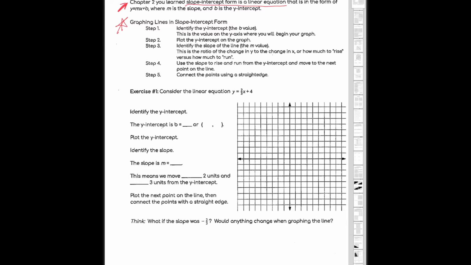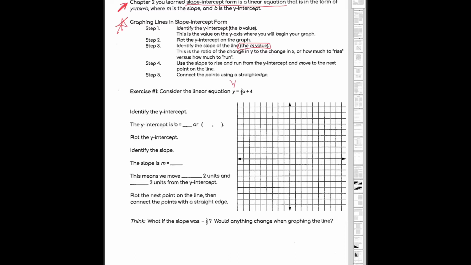Step 3, identify the slope of the line, the m value, and this is when we talk about rise over run. Step 4, use the slope to rise and run from the y-intercept and move to the next point on the line. And then the last step would be to connect the points. So let's take a look at this example here.